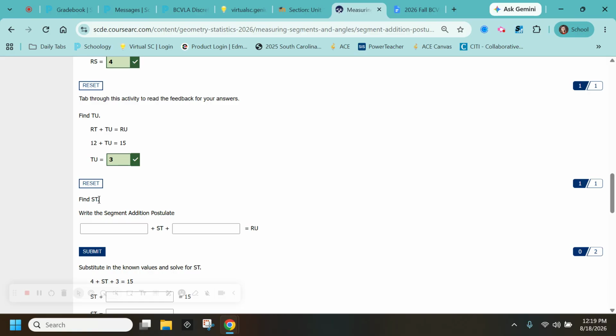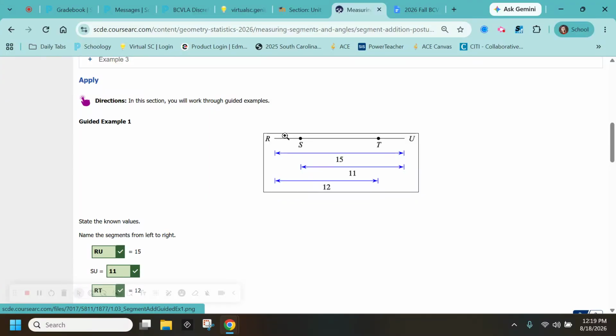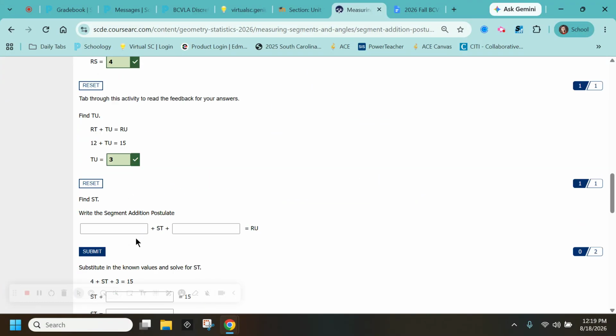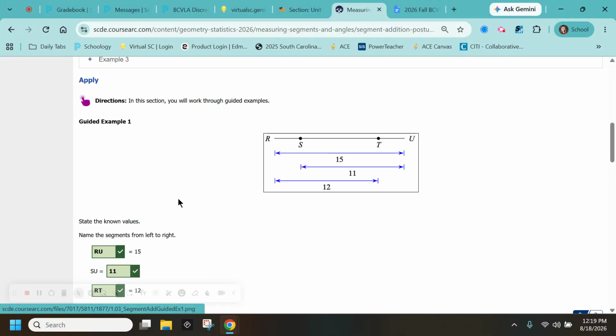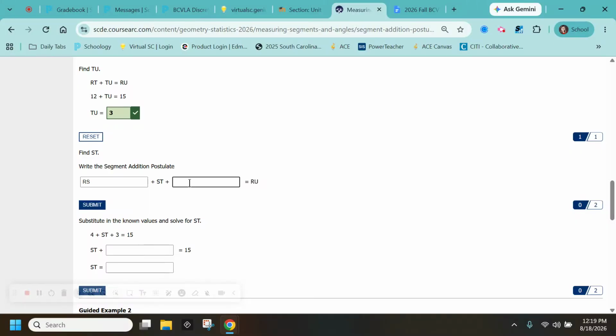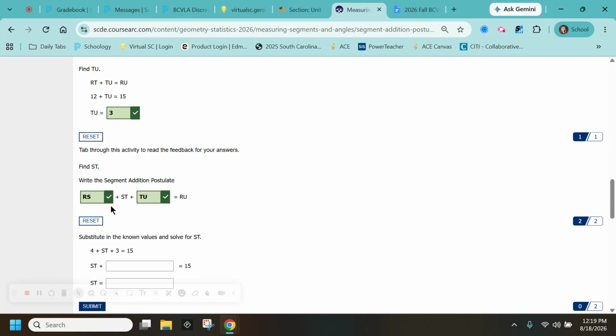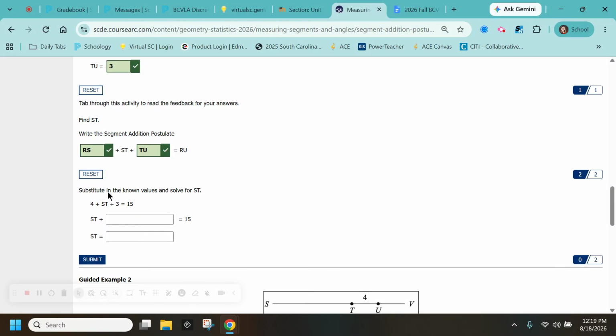Then find ST. So write the segment addition postulate. From left to right, we have RS, ST, and then TU. So each of the different pieces of the segment equal RU, which is the whole thing. Using our segment addition postulate, we are going to substitute in the known values.